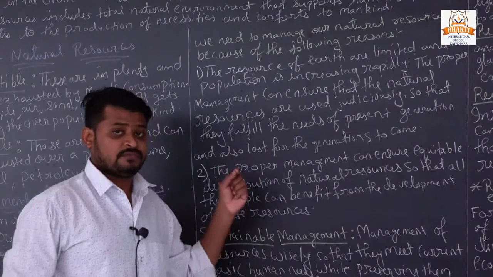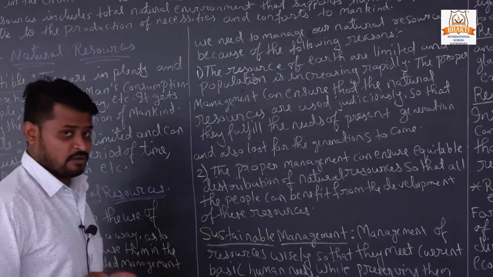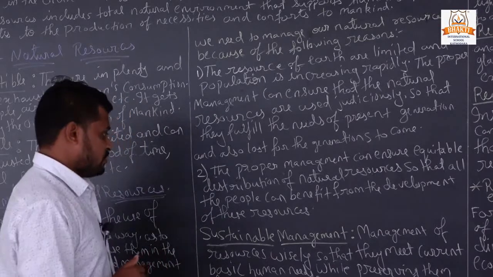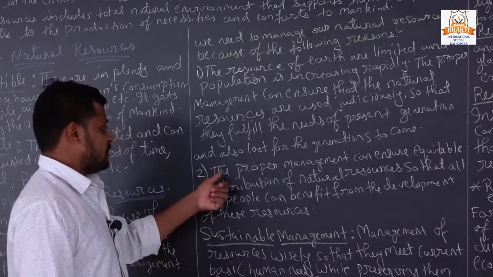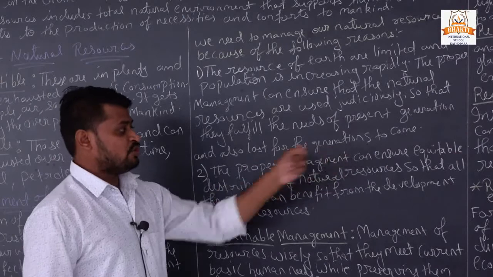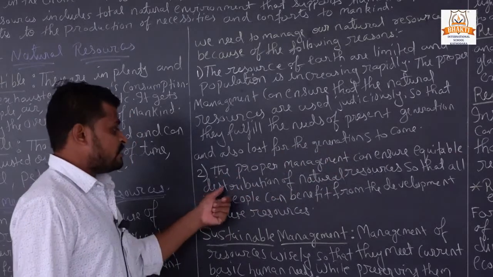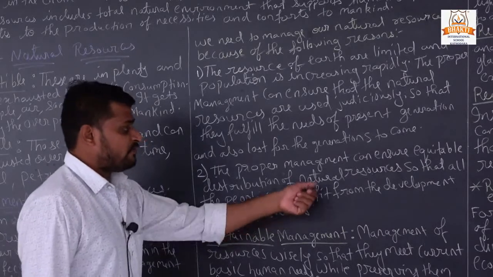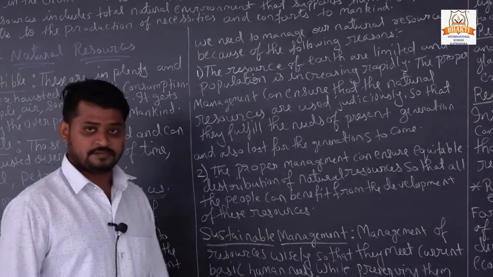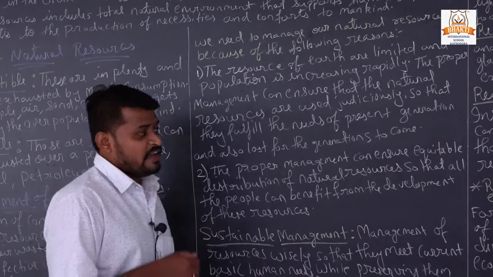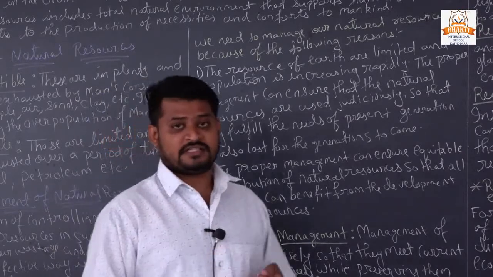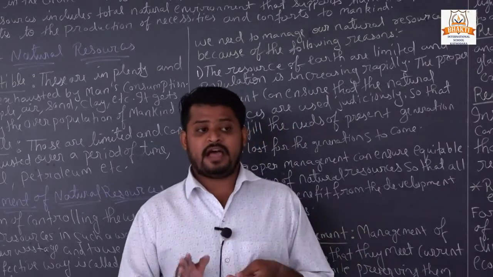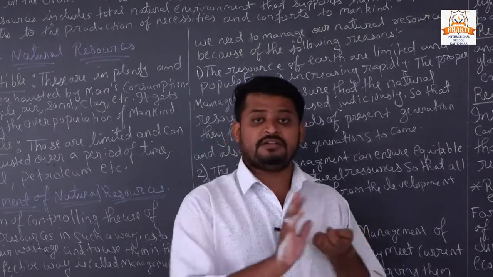We will use that in future also, and our next generation will also use those natural resources. So we have to manage this. Proper management can ensure equitable distribution of natural resources so that all people can benefit from the development of these resources. It means if we use all the resources equally, then we won't have any burden on one resource.